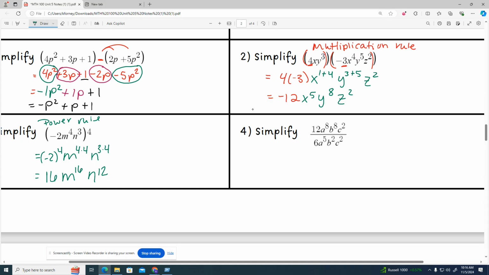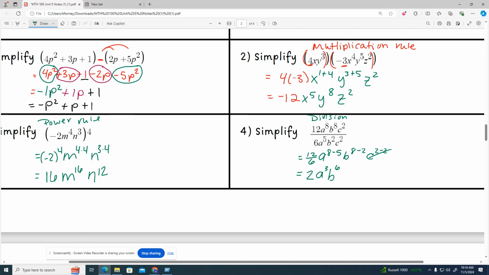Okay. Number 4, this is the division rule. So you would have 12 divided by 6. You divide the coefficients, but what do you do with your exponents? Subtract. We subtract exponents. So that gives me a cubed, b to the 6. And what happens to c? Cancels out.